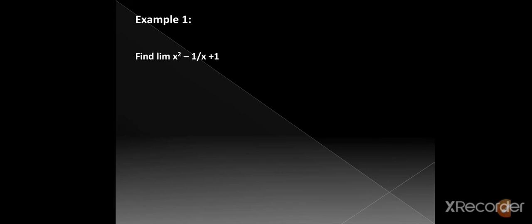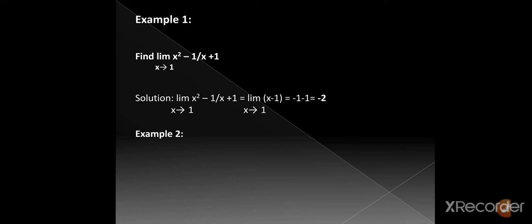So we have an example. The first example is: find the limit as x approaches 1 of the function x squared minus 1 all over x plus 1. So to find the limit, the limit as x approaches 1 of x squared minus 1 all over x plus 1 is equal to the limit as x approaches 1 of the function quantity x minus 1. Then the value of x is 1, so 1 minus 1... so our limit is equal to negative 2. So example number 2.